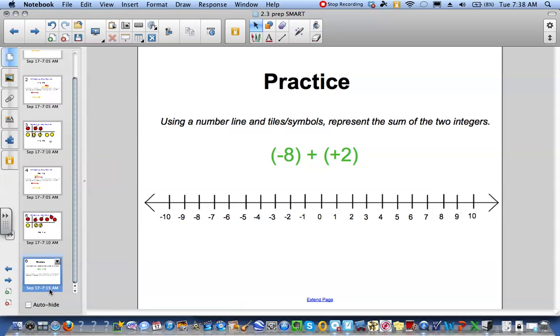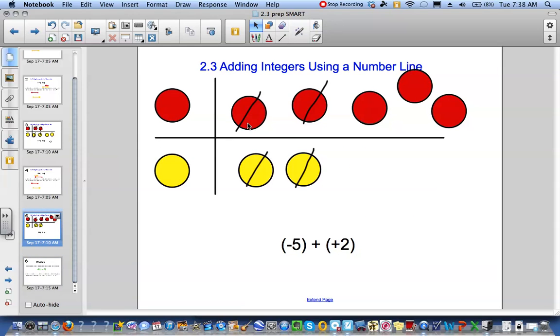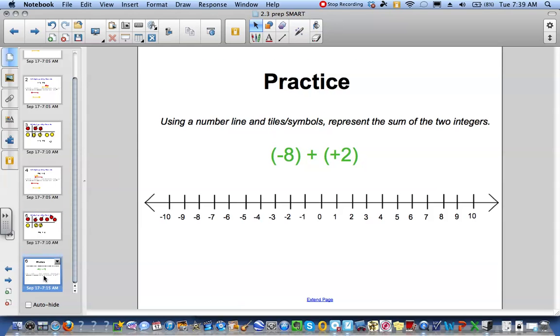So for practice, what I'd like you to do is, using a number line and tiles or symbols, draw your own number line and use tiles like the ones we've used before, or positive and negative signs, whatever you'd like to use. I want you to represent the sum of the two integers below. On a number line, and, not or, using tiles or symbols, represent the sum of the two integers, negative 8 plus positive 2.